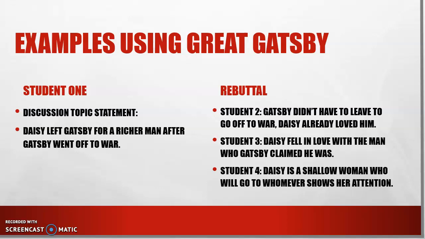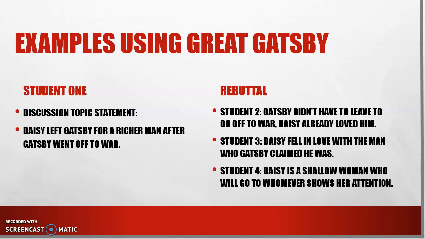Student 3 says, Daisy fell in love with the man who Gatsby claimed he was, which is true because Gatsby actually was the man who pretended to be a rich person before he ended up telling Daisy the truth. And this is evidence throughout the entire novel, which is why I like student 4's the best. Daisy is a shallow woman who will go to whoever shows her attention.